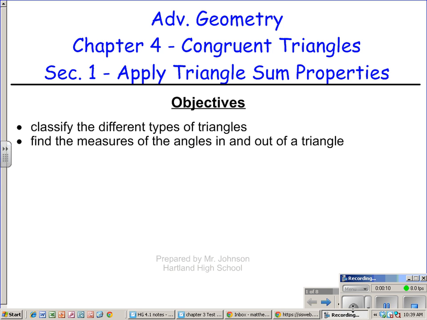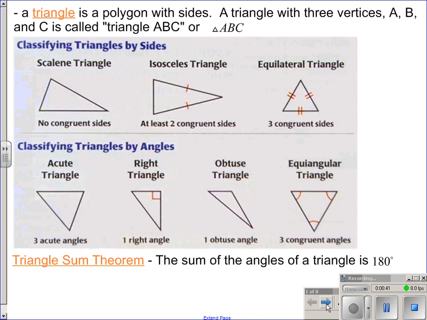So far this year we started with the basic ideas, a point, line, plane. Put a couple of them together, we get some segments, rays, angles, put a bunch of lines together and you start getting polygons. We talked about polygons a little bit, but nothing really. So this is where we start talking about specific types of shapes. And obviously, from the screen, we're going to start talking about triangles. So the first section, apply triangle sum properties, just some of the basic ideas of triangles.